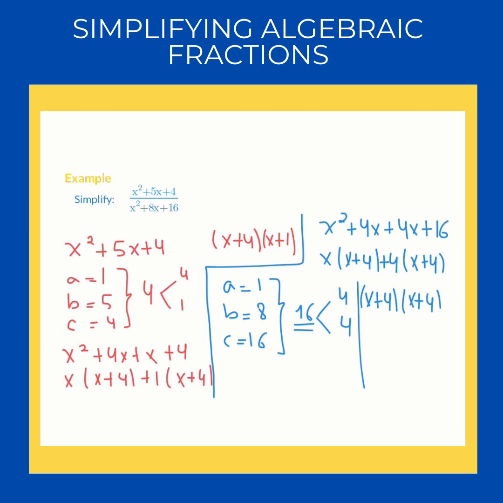Now, let's write my fraction using the factorized forms. So it's equal to what? The numerator is equal to x plus 4 times x plus 1 over the denominator, which is x plus 4 times x plus 4. So x plus 4 in the numerator cancels out with x plus 4 in the denominator. So my simplified answer is x plus 1 over x plus 4.